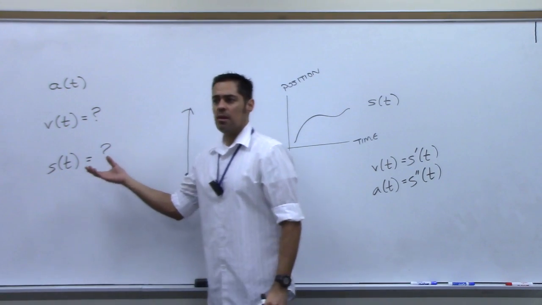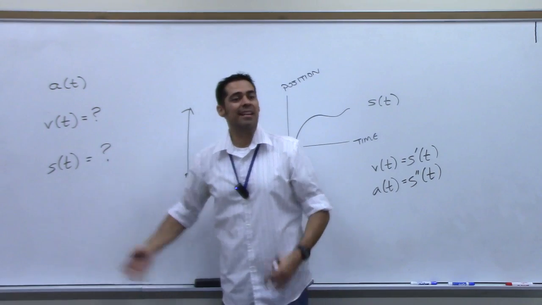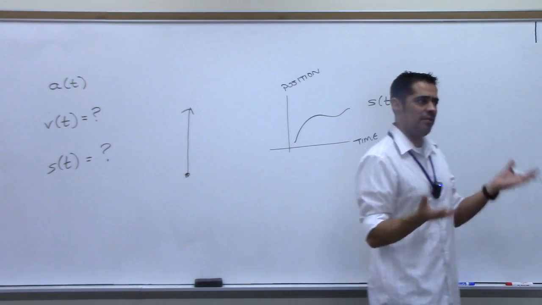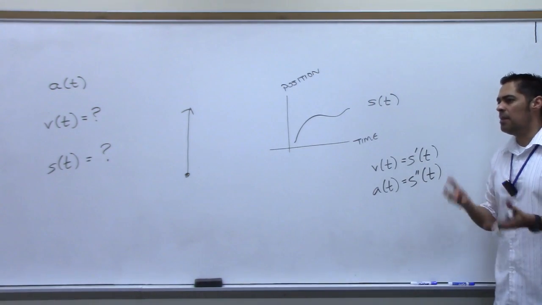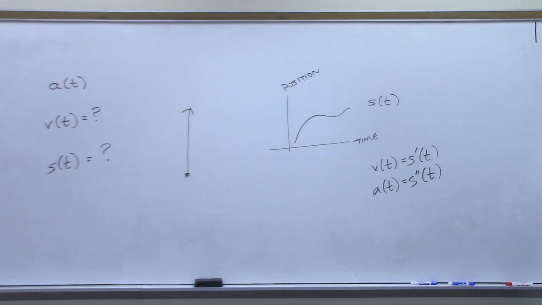The position. I would have to do the antiderivative of velocity. And again, there's a give and a take. I'll be able to get it, but it'll be a family that I'll be looking at. Yes?